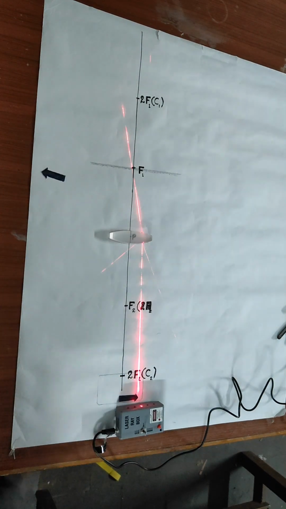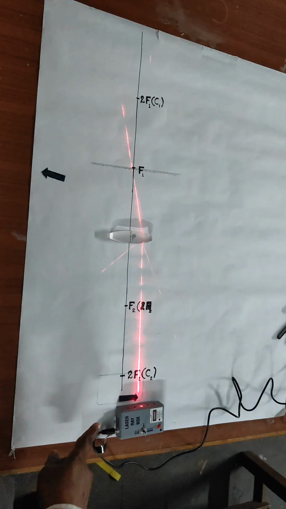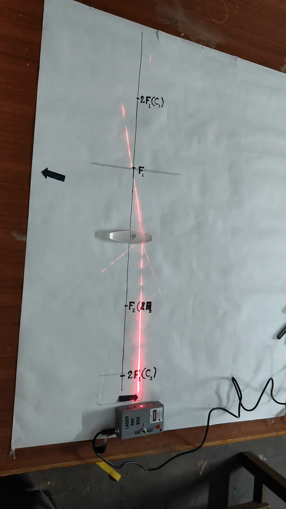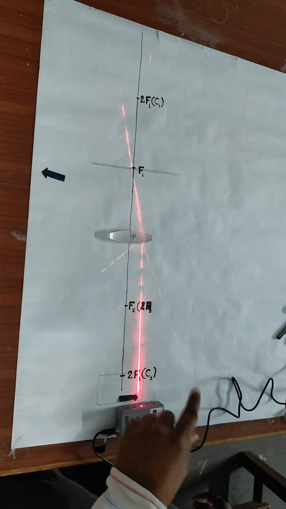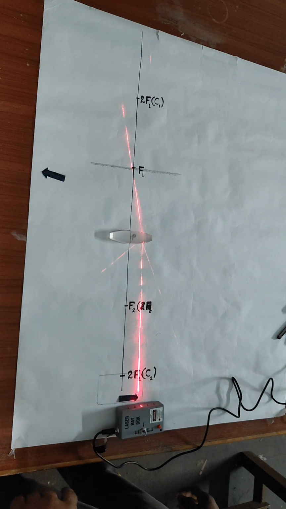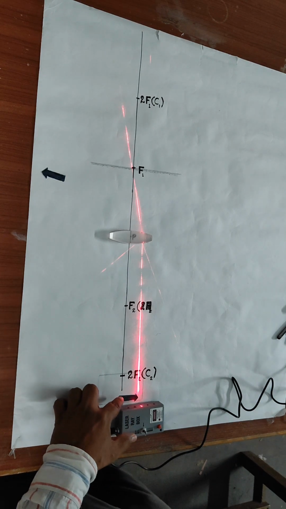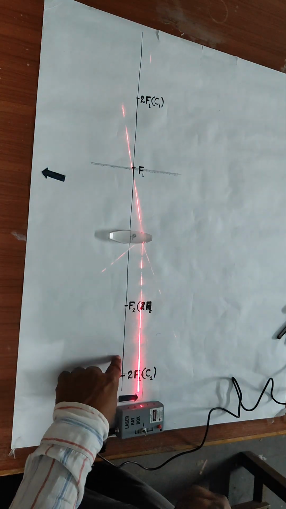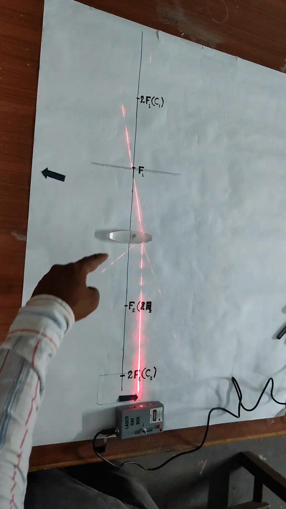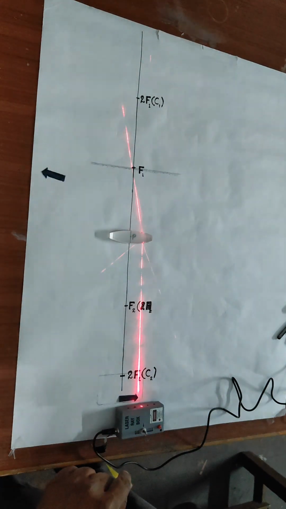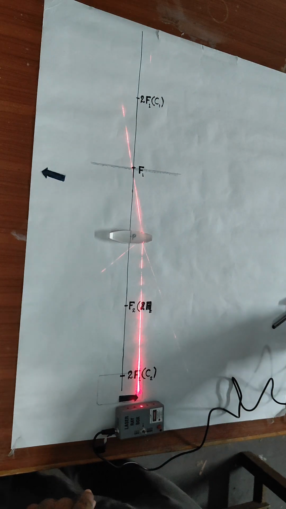Now the object is placed beyond the center of curvature. So let us draw the ray diagram when the object is placed beyond the center of curvature. See, a ray parallel to the principal axis, after refraction, is passing through the focus, and let us take the second ray.